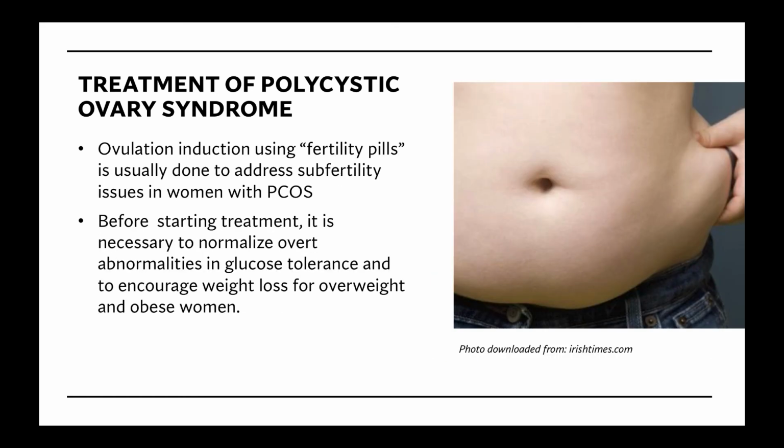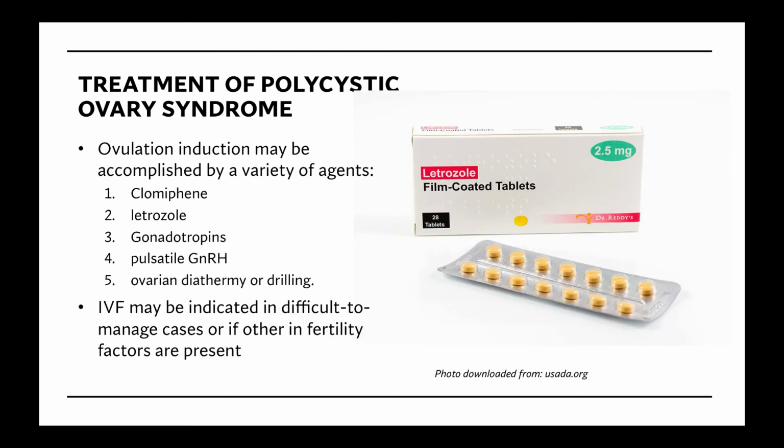Now, for subfertility, we can do ovulation induction using fertility pills. But before starting treatment, it is necessary to normalize overt abnormalities in glucose tolerance and to encourage weight loss for overweight and obese women. Ovulation induction may be accomplished by a variety of agents, and these include clomiphene, letrozole, gonadotropins, pulsatile GnRH, and ovarian diathermy or drilling. IVF may be indicated in difficult to manage cases or if other infertility factors are present.